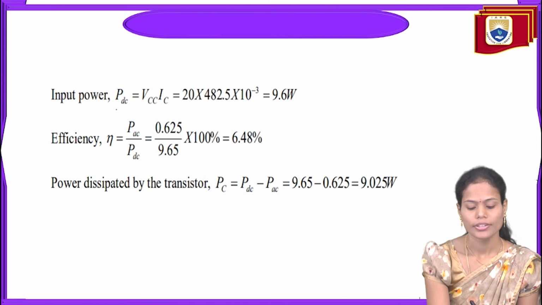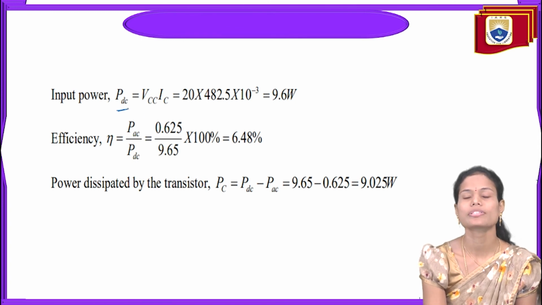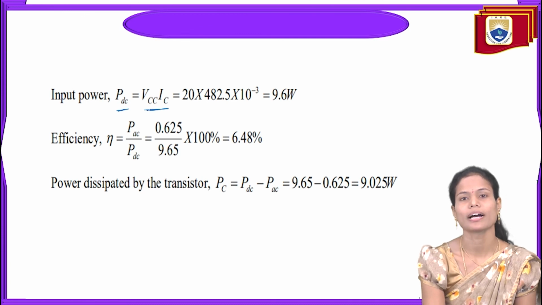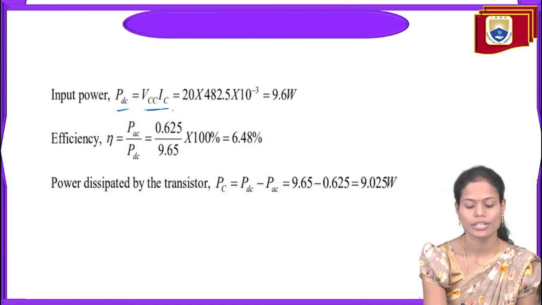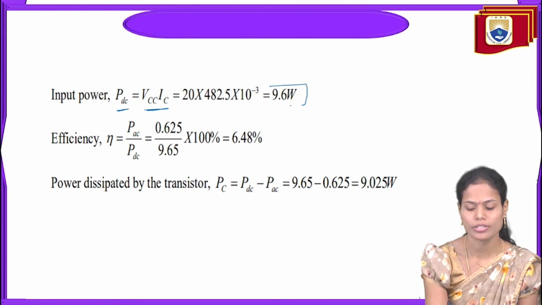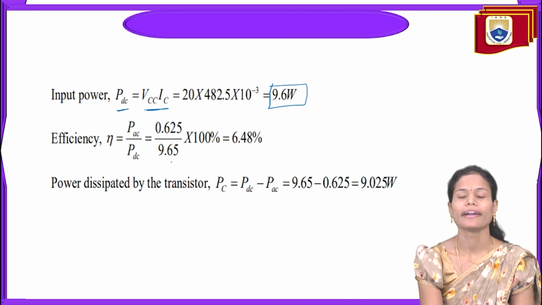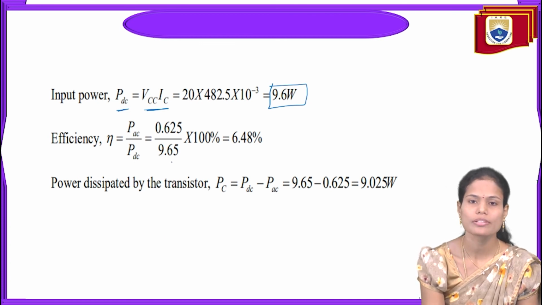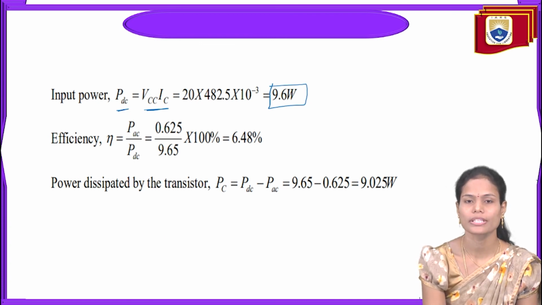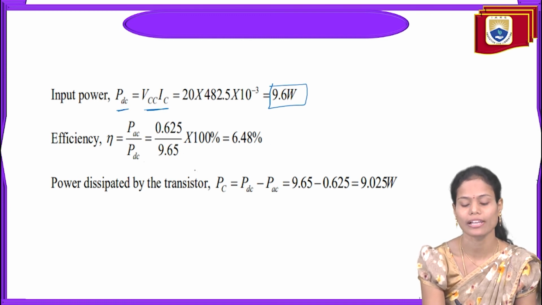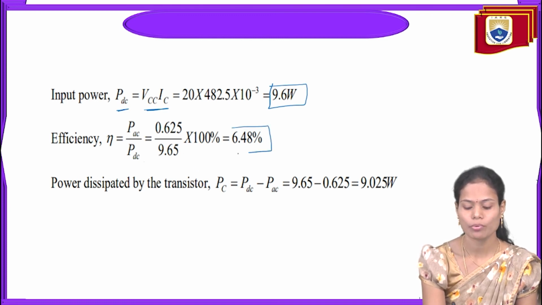And next, DC power. How much DC power are we getting from the circuit? That is VCC into IC here. VCC is 20 and the IC value is 482.5 into 10 power minus 3. It is 9.6 watts here. And by using this AC power as well as DC power, we can calculate the efficiency, PAC by PDC. If we substitute those values, we get 6.48% of efficiency here.